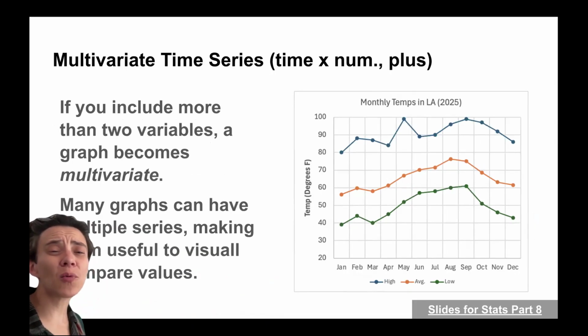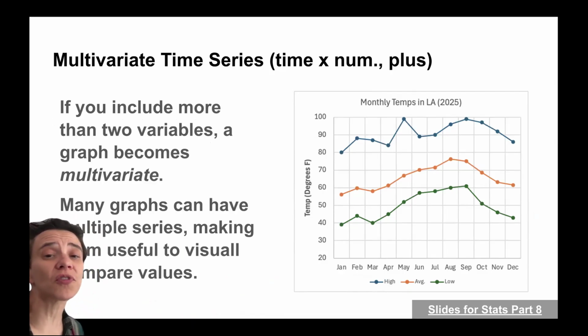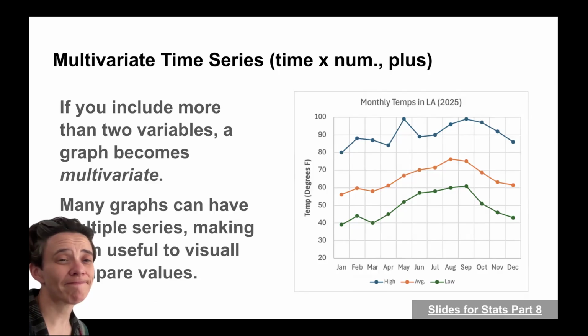With not just these, but all sorts of different graphs, you can put multiple series on a single graph. If you have more than two variables, then you can call it a multivariate graph. It's very common to include multiple variables on a single graph in order to make different visual comparisons of values. So that is where we'll end for charts and graphs.